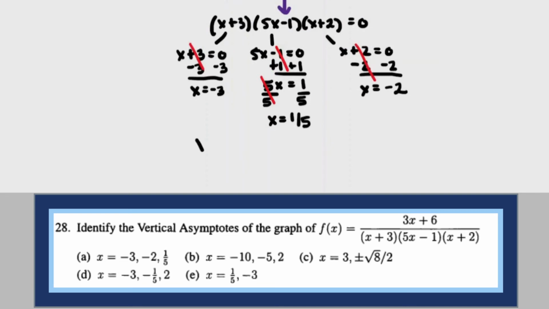So basically, we have vertical asymptotes. And remember, vertical asymptotes are going to be all in terms of x. So it's going to be at x equal to -3, x equal to -2, and x equal to 1/5. And that will be our answer for this question. The answer choice that corresponds to what we got is answer choice A. So A is going to be the answer to number 28. Alright guys, so now we're going to move on to number 29.